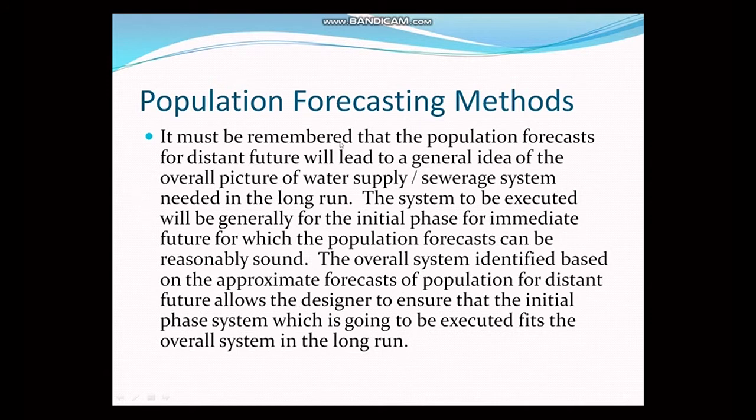It must be remembered that the population forecasts for distant future will lead to a general idea of the overall picture of water supply or sewerage system needed in the long run. The system to be executed will be generally for the initial phase for immediate future for which the population forecasts can be reasonably sound. The overall system identified based on the approximate forecasts of population for distant future allows the designer to ensure that the initial phase system which is going to be executed fits the overall system in the long run.